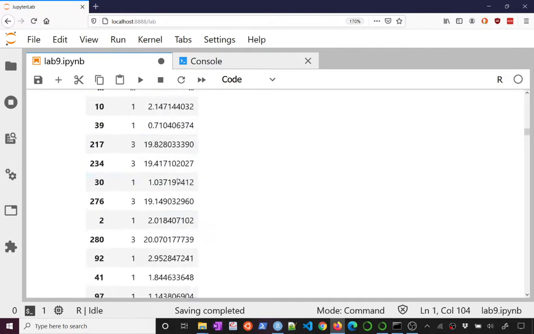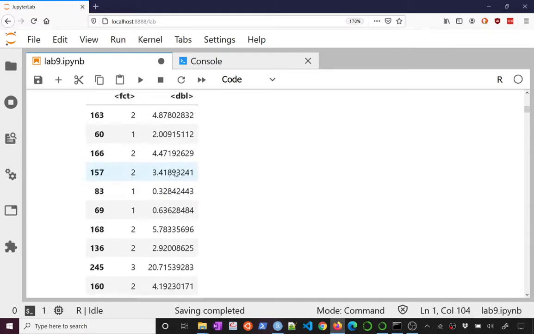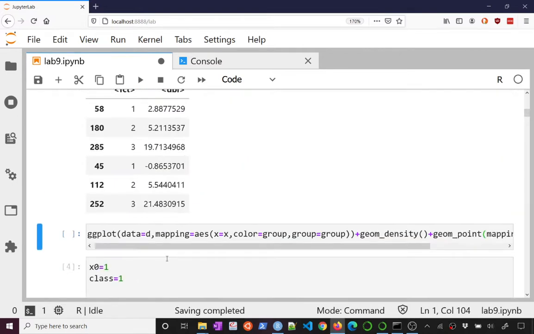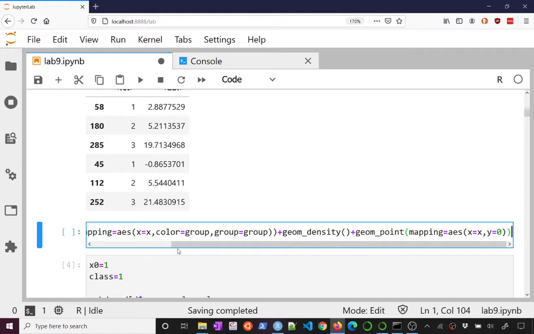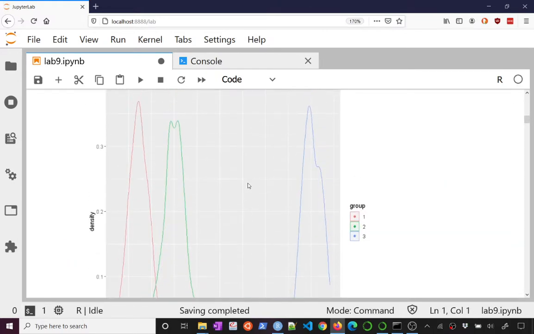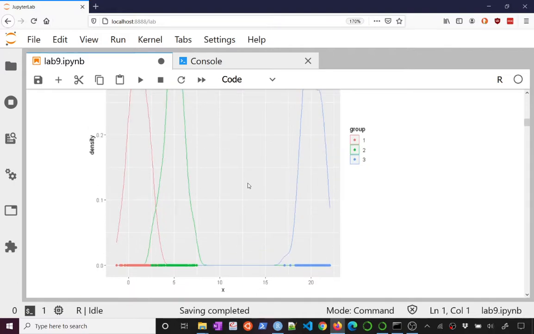And we can plot what this data looks like. Here I'm going to plot a density plot, with x on the x-axis, grouped by the grouping variable. I'm also going to add in some points, and let's look at what this plot looks like. So here's my plot. It's a density plot.